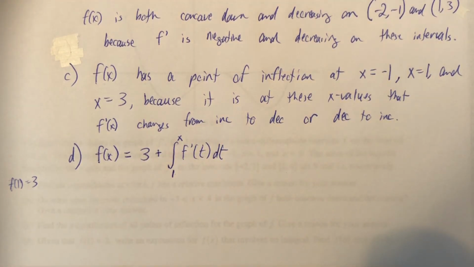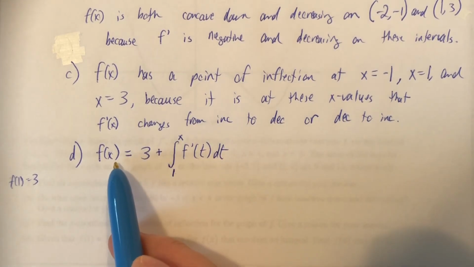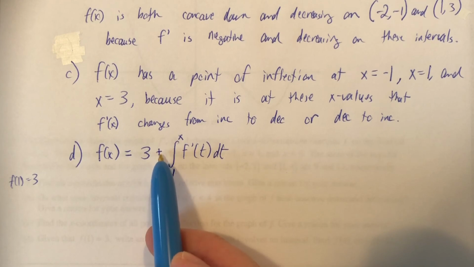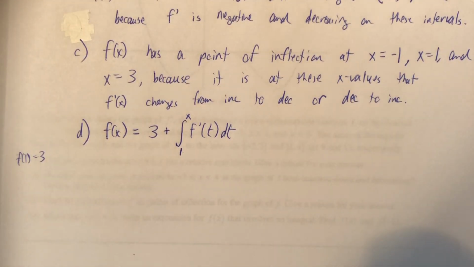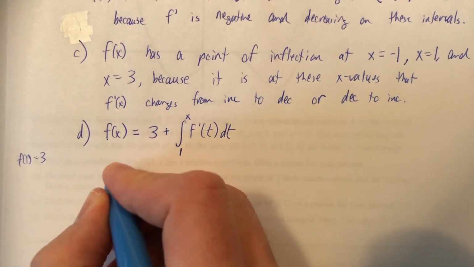So let's think about this logically. If they said, find f of 1, well, it makes sense. 3 plus, and then the area from 1 to 1. The area from 1 to 1 is, well, 0. So it's 3. All right, we have just figured out the function. Now let's actually answer the rest of the question.